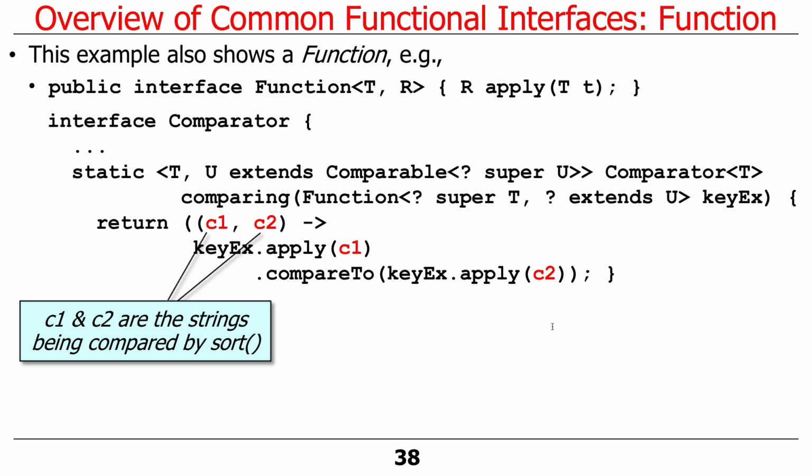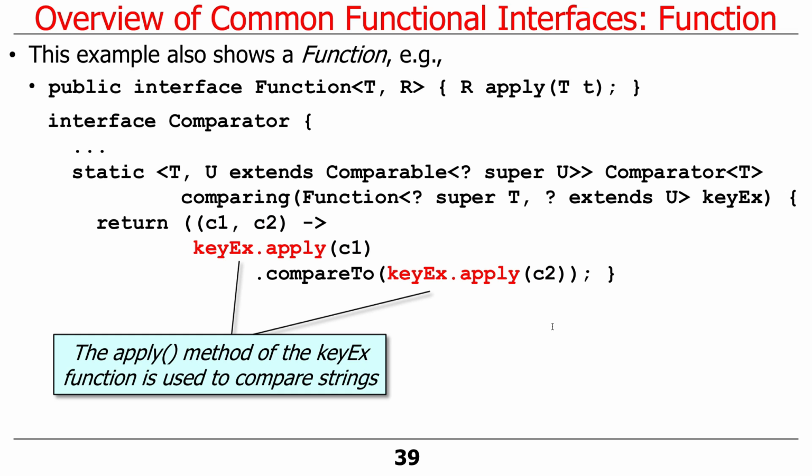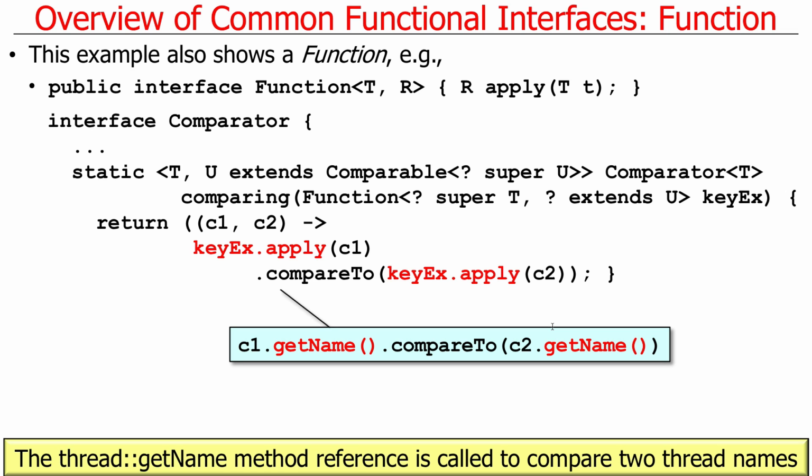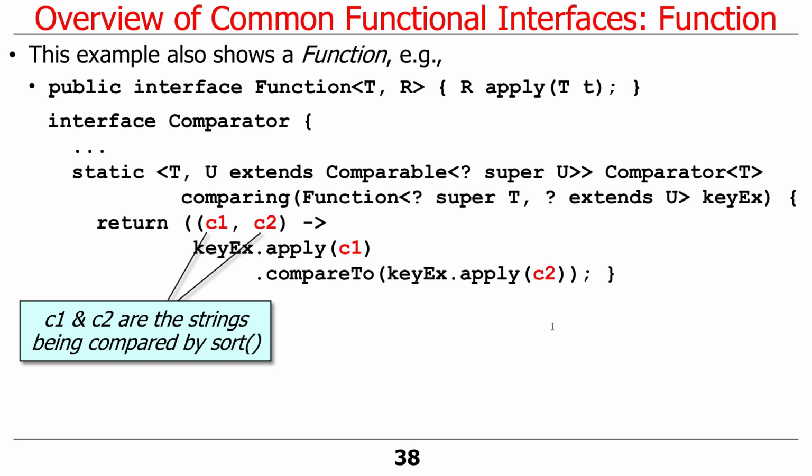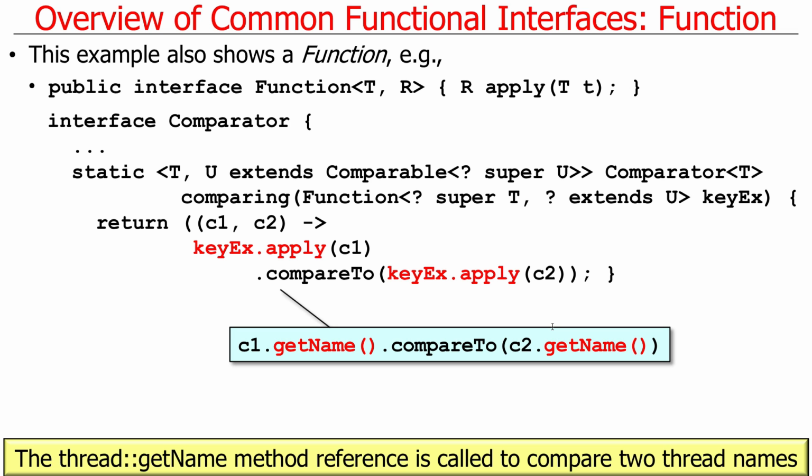And these values here are the strings that are going to be compared by sort. Remember, sort wants to compare two values, which in this case will be strings, in order to see if they're equal, or less than, or greater than. Then we call keyEx, which is this function, dot apply, and that's going to compare the two strings that are part of this example. So what this turns into is c1.getName compared to c2.getName. The apply method is basically being replaced with the getName method. So that's how we can do the comparison.